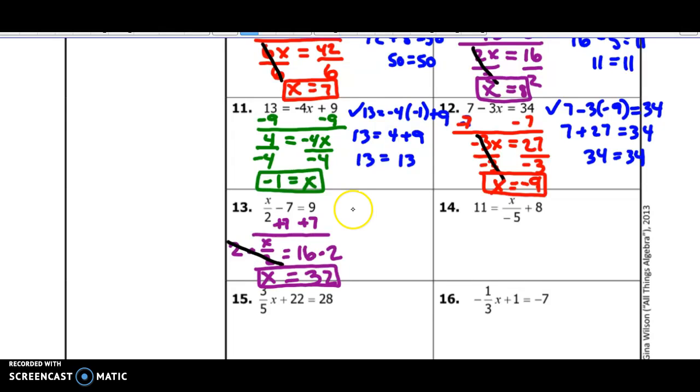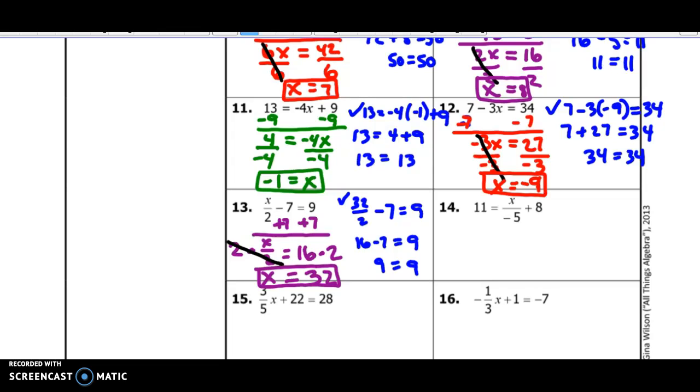Let's check our solution to make sure we did it correctly. So 32 goes in for x. 32 divided by 2 minus 7 equals 9. Well, 32 divided by 2 is 16, and 16 minus 7 equals 9, so it checks out.